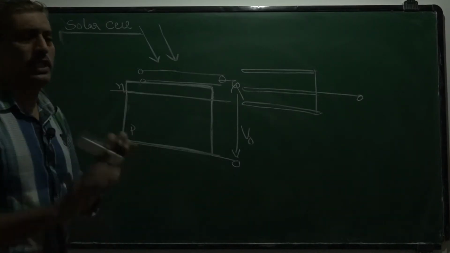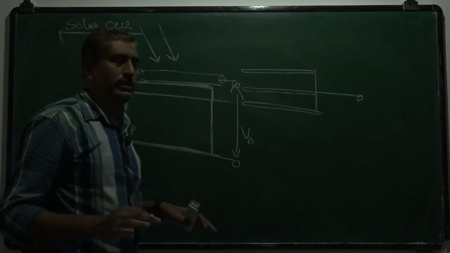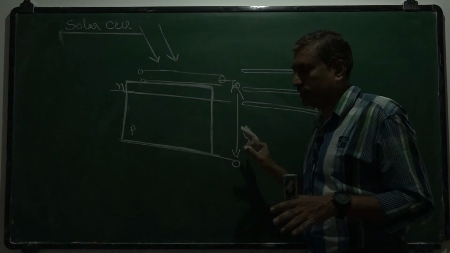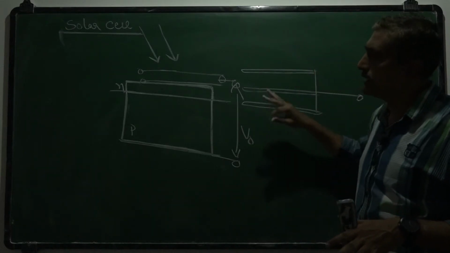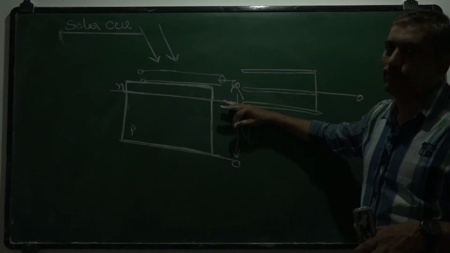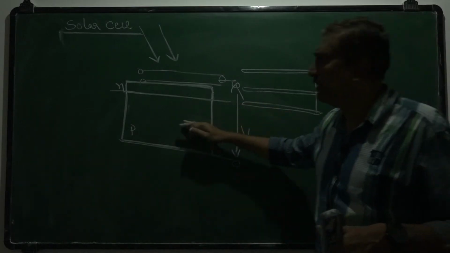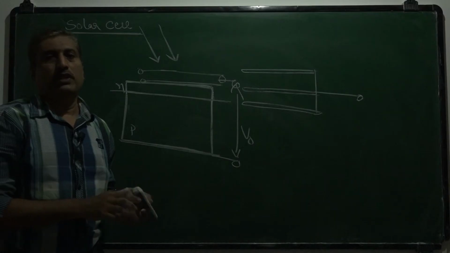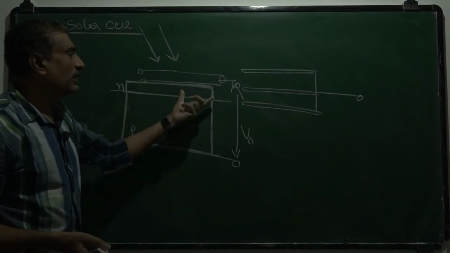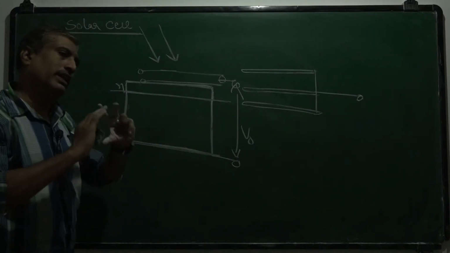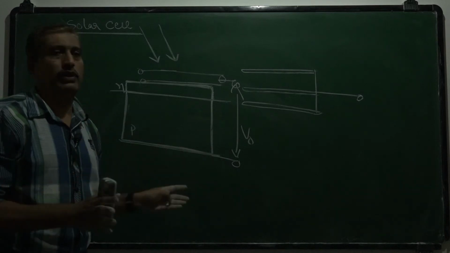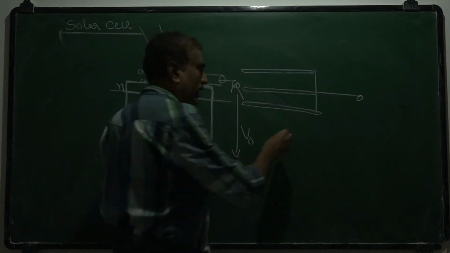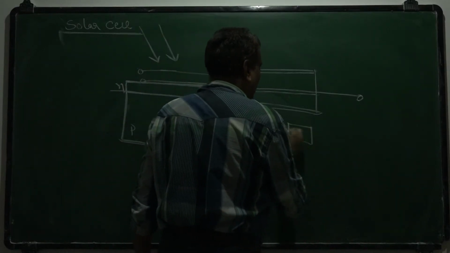So solar cell is nothing but a PN diode, a photodiode only. The working of a solar cell is exactly that of a photodiode, but here we require a larger surface area because we have to expose it to the sun. So the working is exactly similar to that of photodiode only. Okay, but in photodiode we connect like this, a photodiode in a series connection.